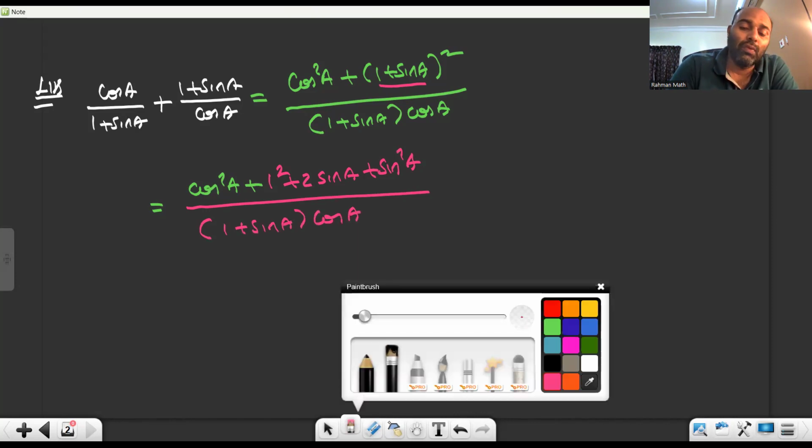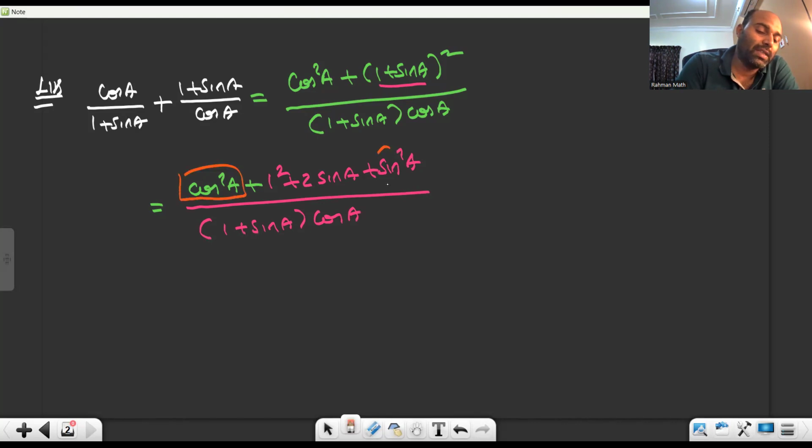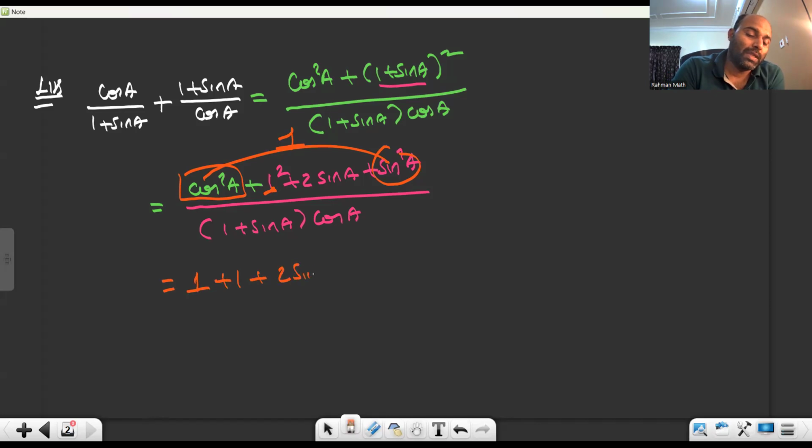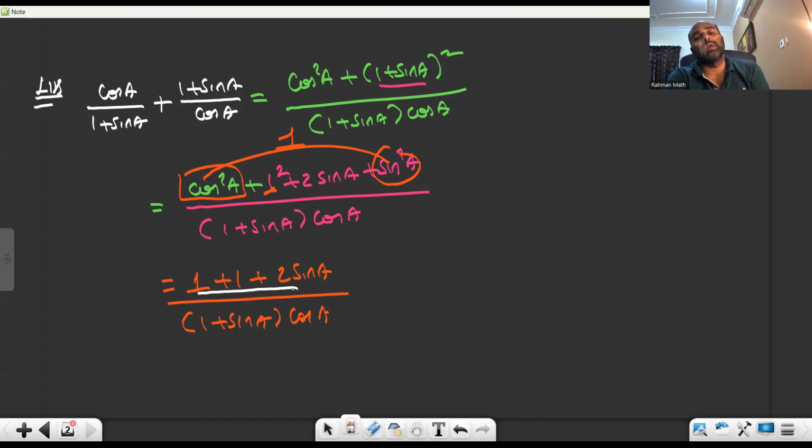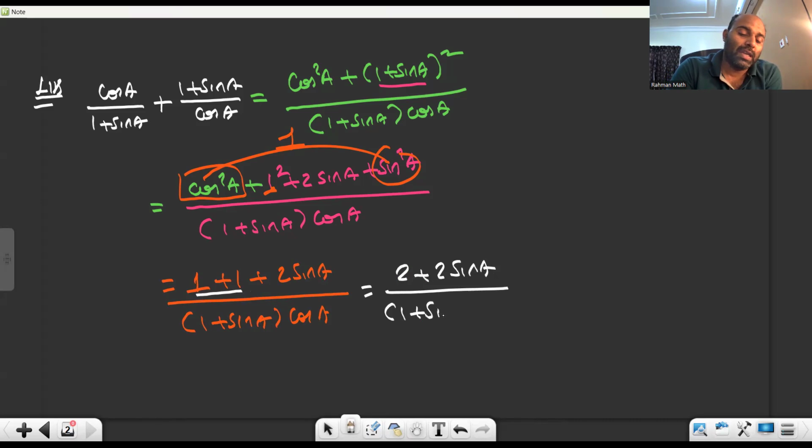cos A. Now one thing: cos square A and sine square A combined together is what? 1. And already here 1 square is that 1. Plus 2 sine A by 1 plus sine A into cos A. Now another mistake people make: 1 plus 1 plus 2, you are not allowed to add; it is not 4. You can add only 1 plus 1. So first the 1 and 1 you add. So 2 plus 2 sine A all divided by 1 plus sine A into cos A.